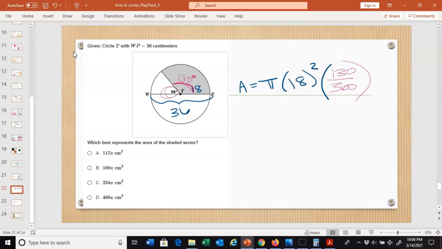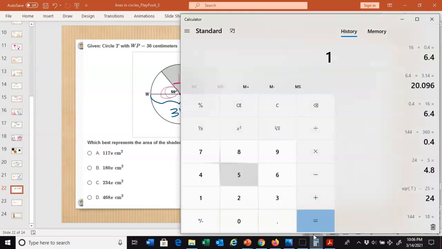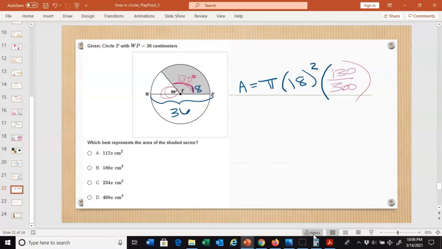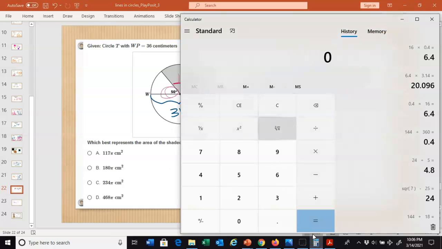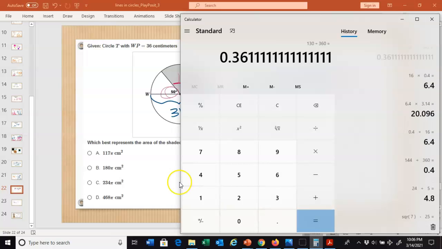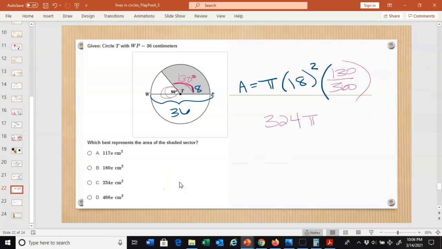Now we can plug this in the calculator. So 18 squared is 324. And then 130 divided by 360. That's 0.361.